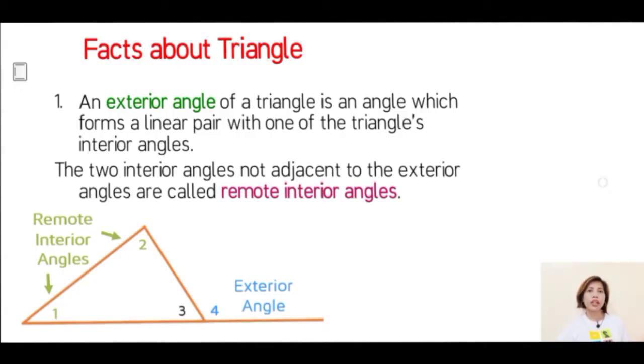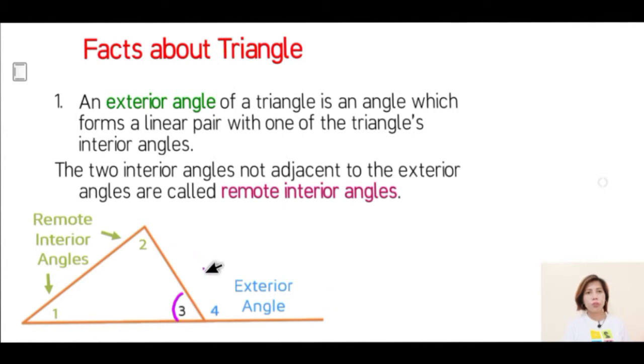So, number one fact about triangle is that an exterior angle of a triangle is an angle which forms a linear pair with one of the triangle's interior angles. So, here, we have the exterior angle, angle 4. So, sabi niya dyan, yung exterior angle daw po ay merong ka-linear pair na isang interior angle ng triangle. So, in this case, angle 3, yung ka-linear pair ni angle 4.